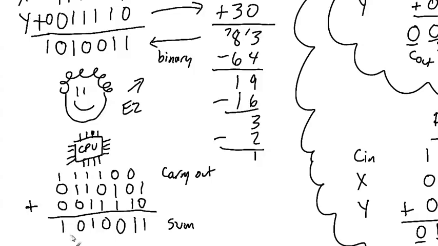Okay, but guess what? Check it out. If we look at these two numbers here, and this number over here, it ends up being the exact same number, right? Let's just verify that: 1, 0, 1, 0, 0, 1, 1, yeah. Nice, huh? That's how it works. That's how your CPU adds two binary numbers together.